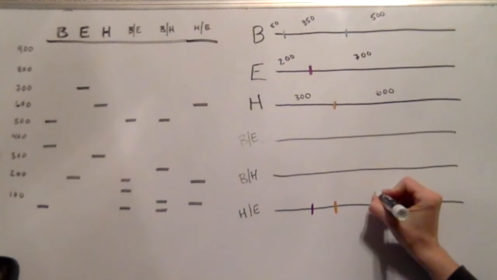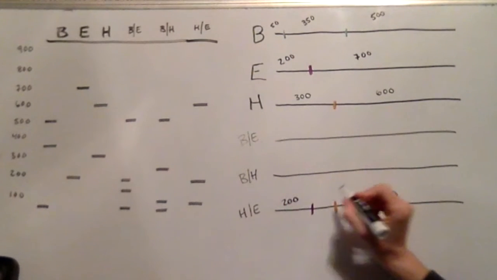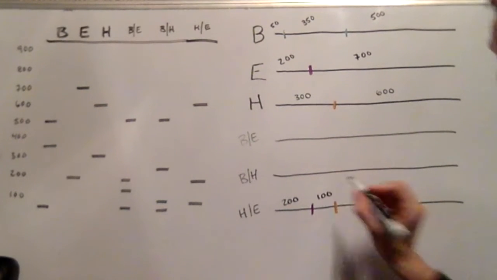So now we kind of do the math and figure it out. On the right, that's still going to be a 600 piece, but now we break up this 300 between 200 with the ECO mark and then the remaining 100.